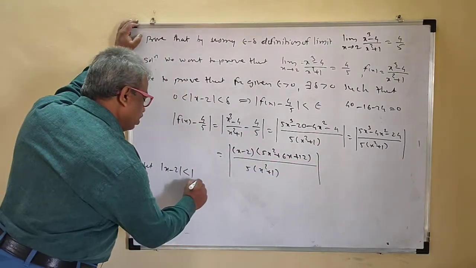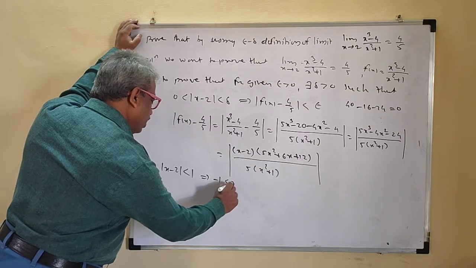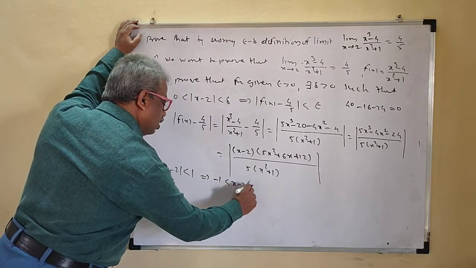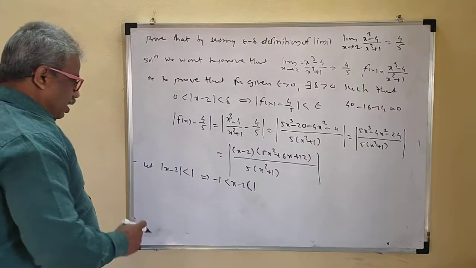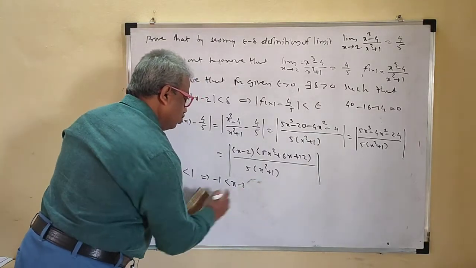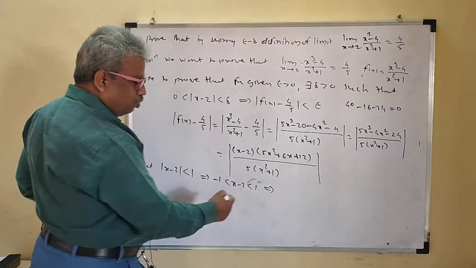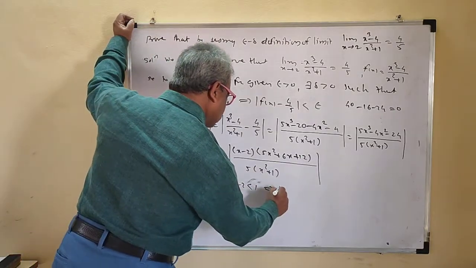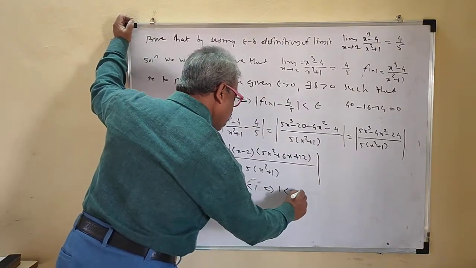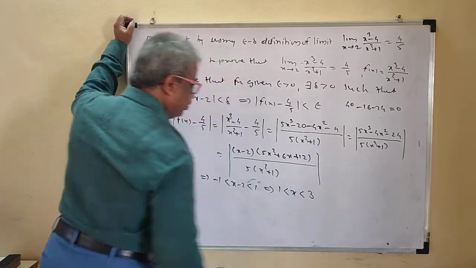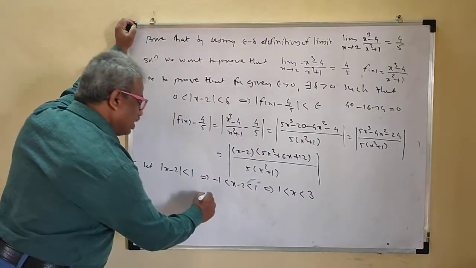So what is this then? This implies that minus 1 is less than x minus 2, which is less than 1. Now we'll add 2, so that we get the range of x. This is 1 less than x less than 3. Okay, so x is less than 3.